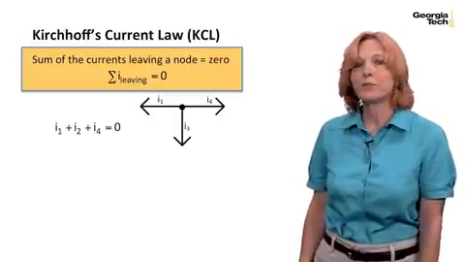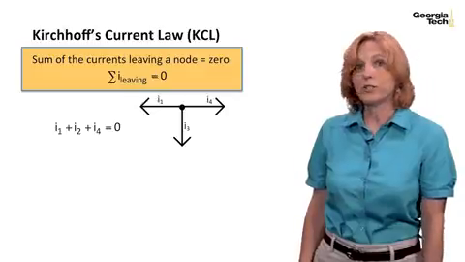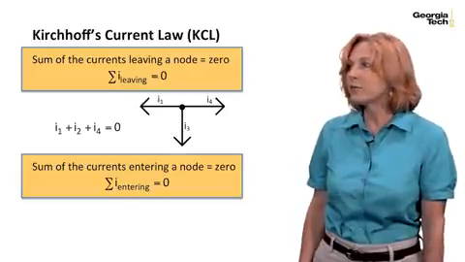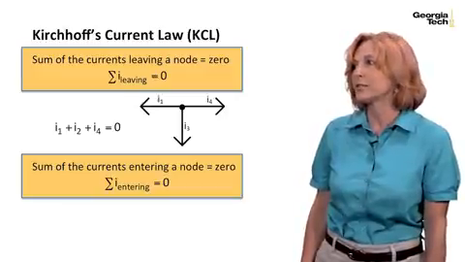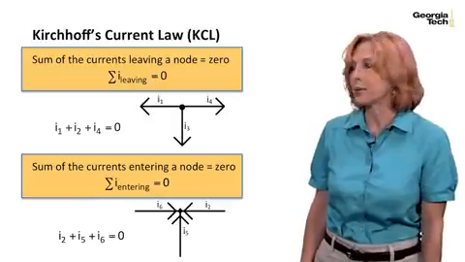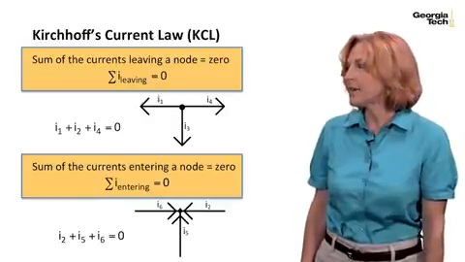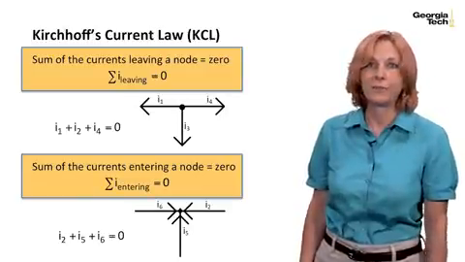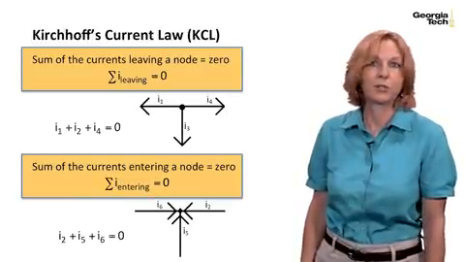Similarly, if I play the same sort of game and I reverse directions on all of my arrows and negate all of my currents, I get another form of the KCL, which is the sum of the currents entering a node is equal to 0. So it's shown right here. So anytime I can use any of these 3 versions of it, and it depends on how my circuit looks to determine which one I want to use.